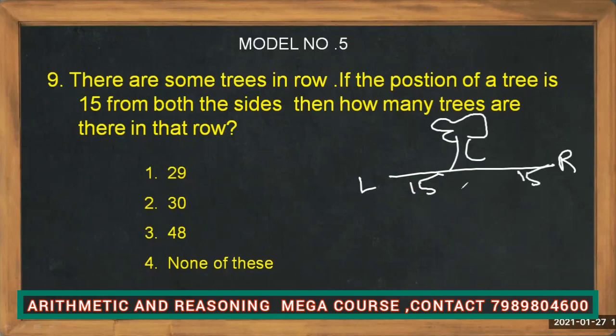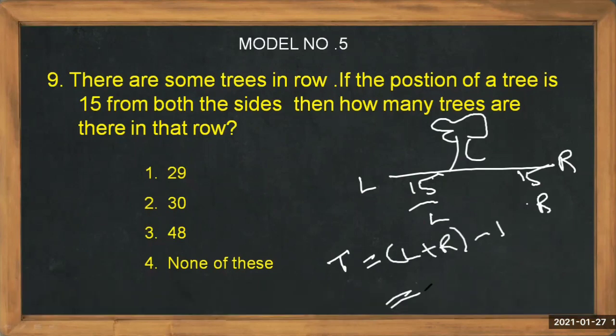The only difference between the previous model and this model is that in the previous model we have seen the ranks are different, but here the ranks are the same. Very simple, same method. This is L and R, and to get the total number of students, L plus R minus 1. L plus R is nothing but 15 plus 15, and minus 1. 15 plus 15 is equal to 30. Now 30 minus 1 is equal to 29. Very simple. Only add both and subtract 1 from the sum, and you will get the total number of students.